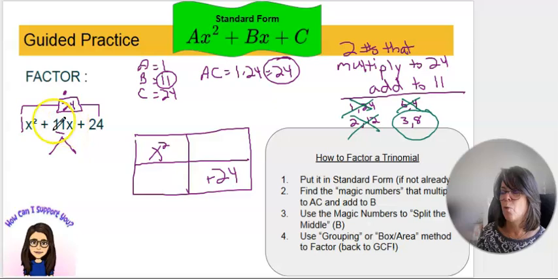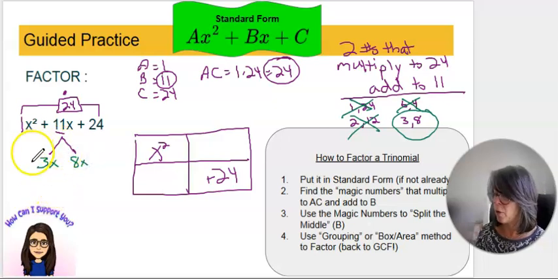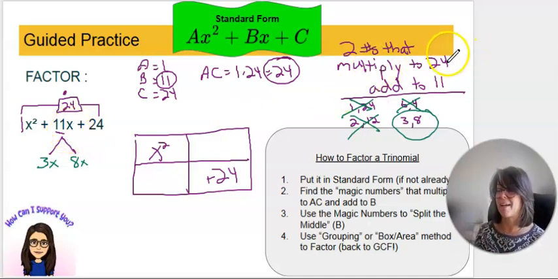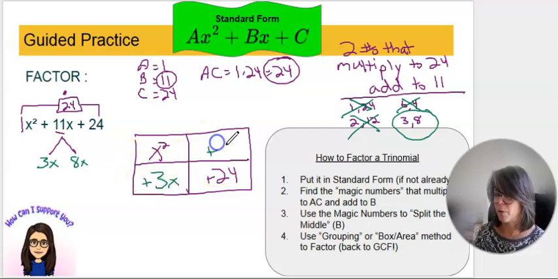Here's what you do with them. We're splitting that 11x into a 3x and an 8x. And it doesn't matter which place we put them, okay? We can do this because 3x plus 8x is 11x, but we picked them carefully. We started with the fact that they had to multiply to give me 24, A times C. So now that I know those, and they're both positive, I'm going to write them in here with the positives, and now all my boxes are full.